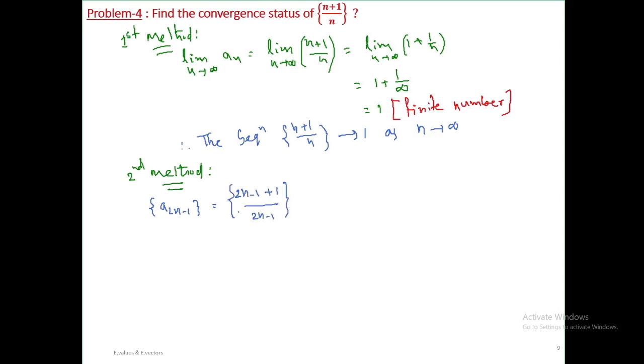Look at the original sequence, (n plus 1) by n. Instead of n here I am writing 2n minus 1. So (2n minus 1 plus 1) by (2n minus 1), and you keep on simplifying this, which is 2n by (2n minus 1). This is the first subsequence. And what about the second subsequence? a_{2n}. What is a_{2n}? Instead of n, you write 2n. So (2n plus 1) by 2n. This is the second subsequence.